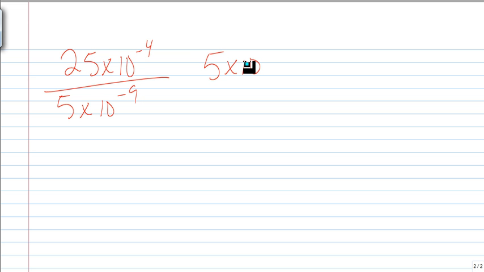Remember your quotient rule. Your quotient rule states that you keep your base and you subtract your exponents. So I'm going to write up here what we're looking at: negative 4 minus negative 9. When you have 2 negatives here, they become a positive. So now you're looking at negative 4 plus 9. So what is that? You're right, it's a positive 5. So now I have 5 times 10 to the 5th power.